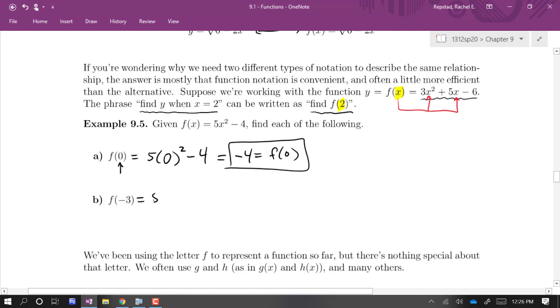f of -3. So plugging in -3 for x gives us what? That's 9 times 5 is 45, minus 4 is 41. So f of -3 is 41.